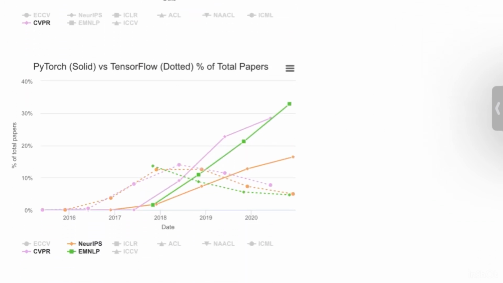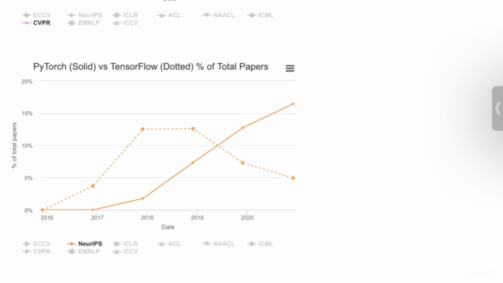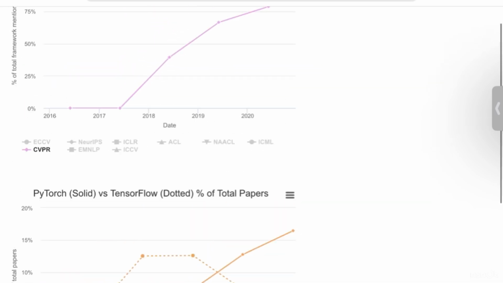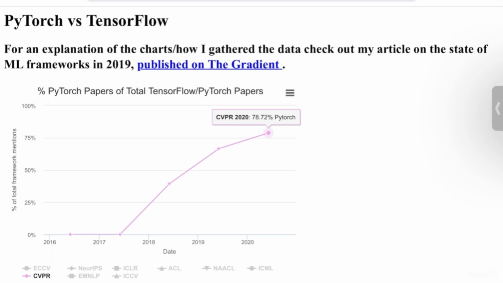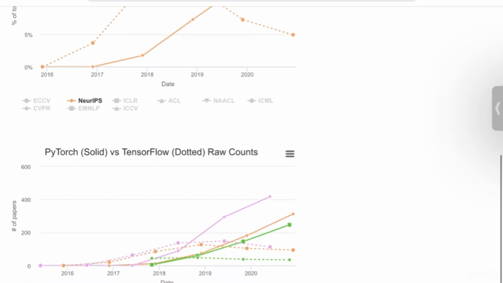If you look at the trend here, take NeurIPS for example. The solid lines are PyTorch and the dotted lines are TensorFlow. You can see that in 2016, 17, 18, 19, TensorFlow was dominating. But then PyTorch, the moment it was released at the end of 2016, has been growing continuously. And if you look at the latest trends, PyTorch has a higher percentage of papers compared to TensorFlow. The same thing you can see here, almost 78.72%. So these are some of the trends.